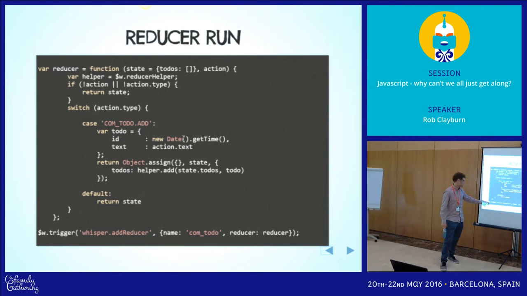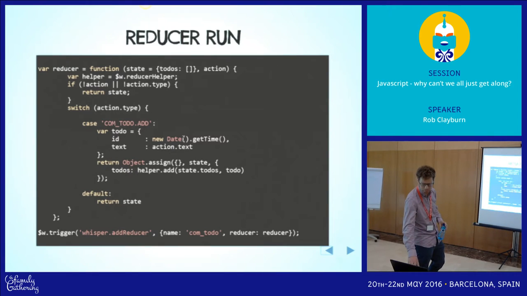And to attach the reducer to our system, I'm just doing Whisper add reducer and adding the name and the reducer into the plugin. So that'll work from anywhere, whether that be a component or a module.